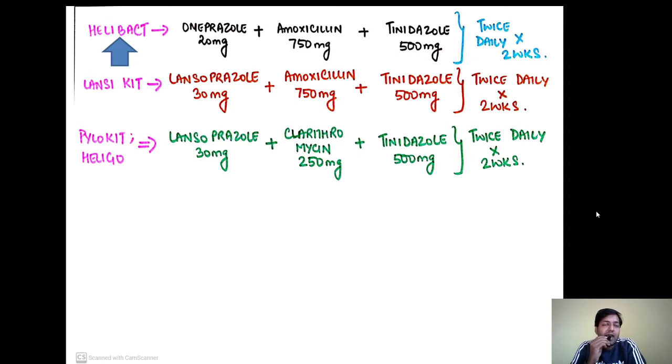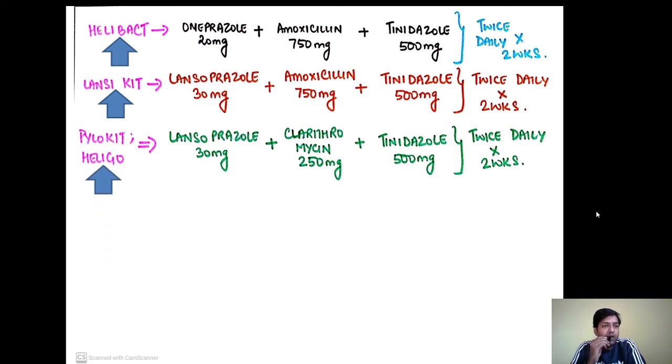So Helibact has omeprazole, amoxicillin 750, tinidazole 500, and all of them are used twice daily for 2 weeks. Similarly, we have Lansicate. We have here lansoprazole 30 milligram, amoxicillin 750, tinidazole 500. Again, it is used twice daily for 2 weeks.